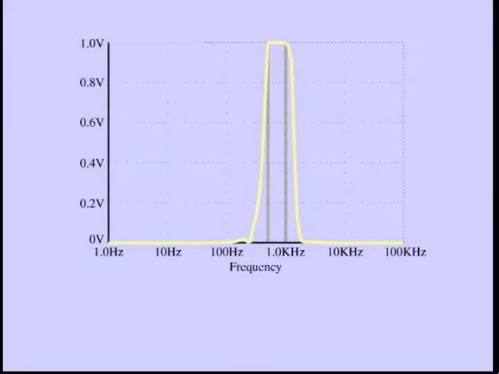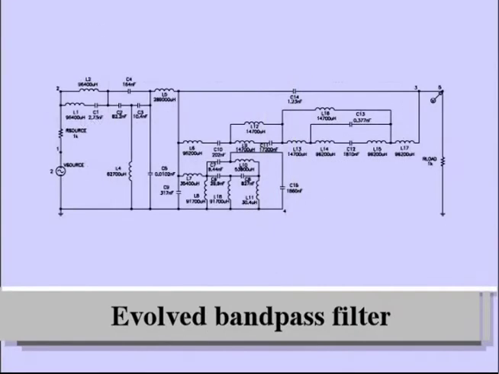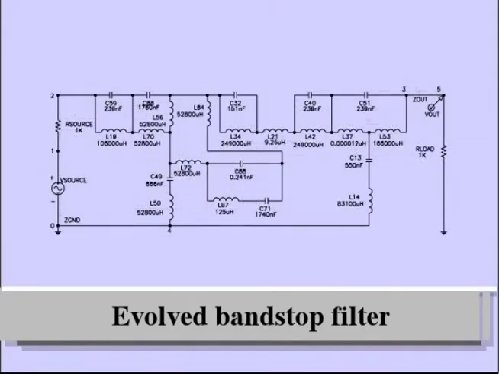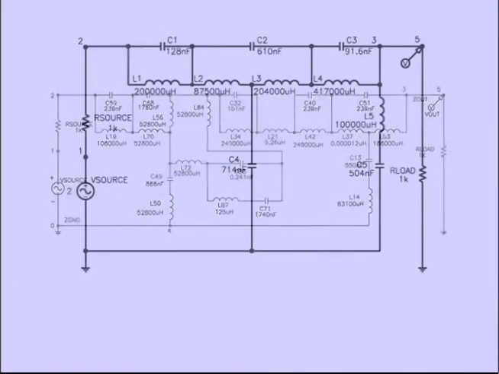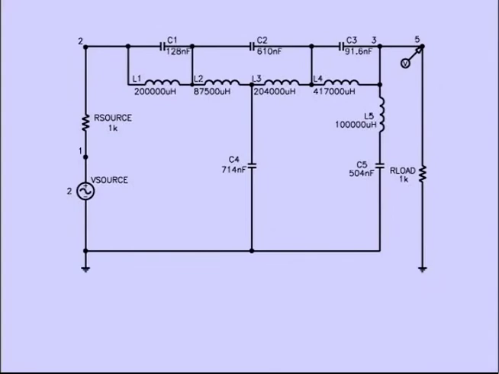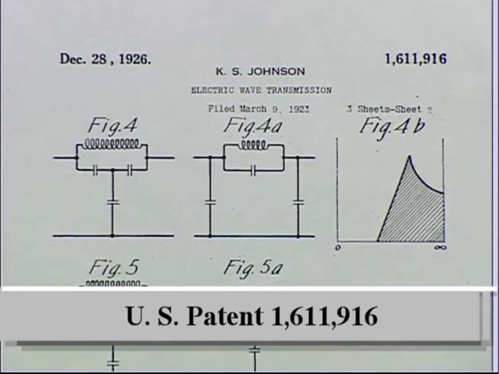Similarly, by merely changing the fitness measure, a bandpass filter, passing frequencies between 1,000 and 2,000 Hz, can be evolved, while a similar change in the fitness measure yields a bandstop filter. This recently evolved bandstop filter infringes on the bridge T filter topology invented by Kenneth Johnson of Western Electric.